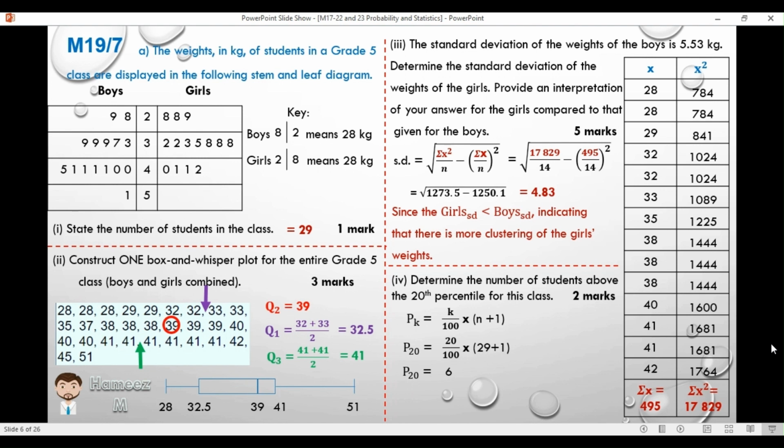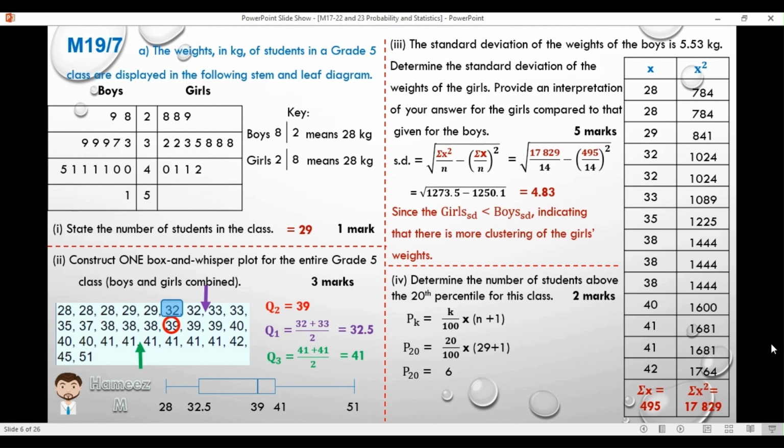So if we look at the list of values in ascending order we had in part 2, and we count to which is the 6th term, we can see the 6th term is the first 32. 28, 28, 28, that's 3. 29 is 4, 29 is 5, 32 is 6. So in terms of the 20th percentile, which is the 6th term, that value for the entire class is 32. So let's go back to the question and see what it's asking.